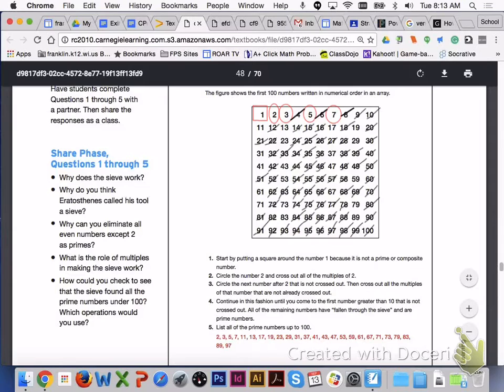Here is what your sieve should look like after you are done following all 5 of the steps listed down here. On number 5 would be all of those 25 prime numbers that we have up to 100. So go ahead and make sure that you check over all of those numbers to make sure that they are correct.